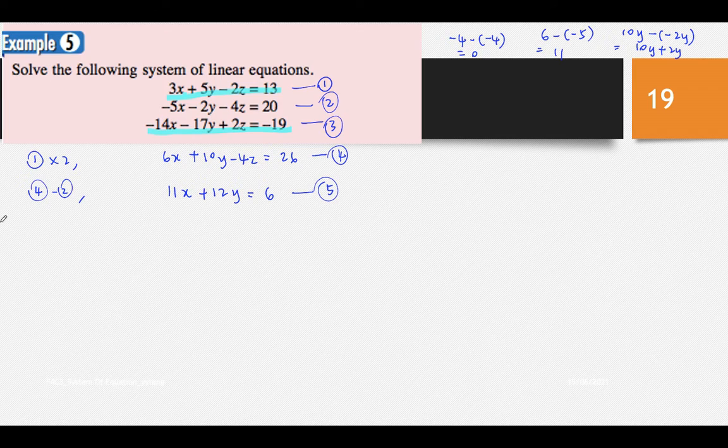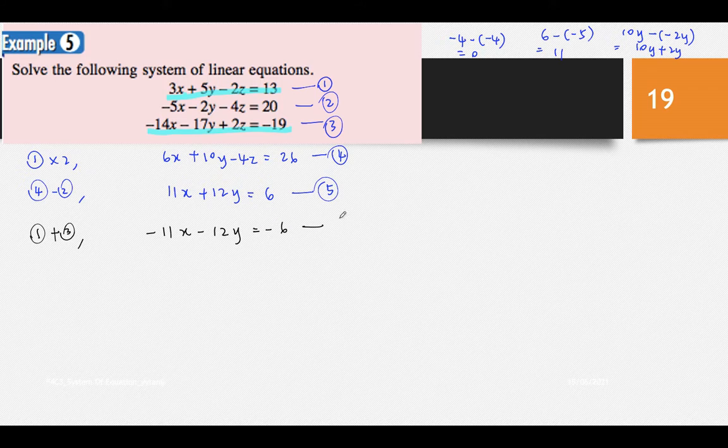Okay. Equation 1 tambah equation 3. Ini 2 tambah 3 tambah negatif 14. Okay, jadi dapat negatif 11x. 5 tambah negatif 17, dapat negatif 12y. Negatif 2 tambah 2, kosong. 13 tambah negatif 19, so ni tolak akan jadi negatif 6.